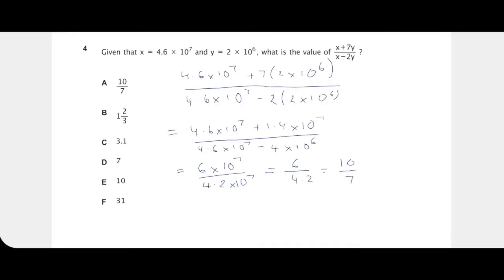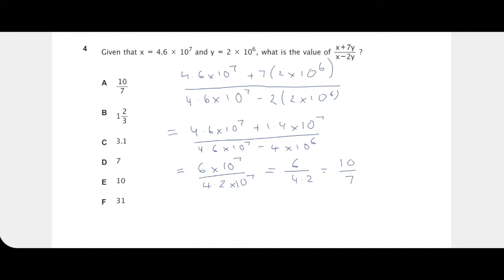Question number 7. Given that x is equal to 4.6 times 10 to the 7 and y is equal to 2 times 10 to the power of 6, what's the value of x plus 7y over x minus 2y? I've decided to pre-write my working out. And as you can see, my first line consists of me substituting the values of x and y into the formula that they've given. My second line is me trying to expand the brackets, not fully simplify at this point.